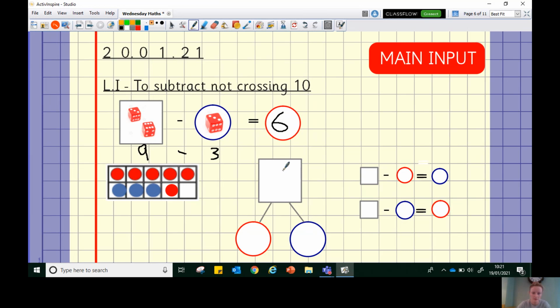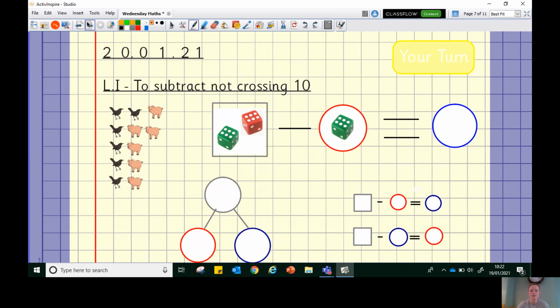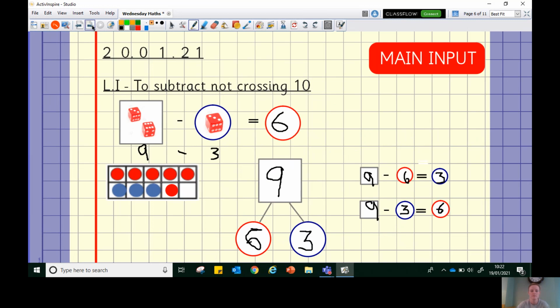Okay, so then you're going to fill in your whole part model, or put your dice or your counters on the plates like we suggested. That's 6, sorry. 6 and 3. Okay, and then you need to create 9 minus 6 equals 3. Now remember, it's commutative, so it'll be the same, but you just need to flip some bits around. So 9 minus 3 equals 6. Okay, so what you're going to do is you're going to have a go at some questions like that yourself.